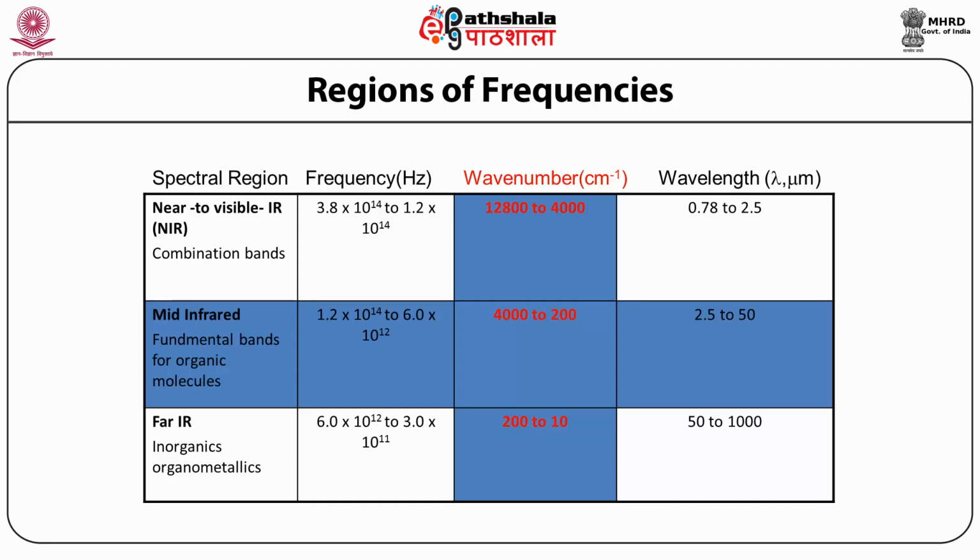And the third one is the far IR, which is applied for inorganic and organometallic compounds. It has a frequency in the range of 6 × 10^12 to 3 × 10^11, and the wave number ranges from 200 to 10, and its wavelength is 50 to 1000 micrometer.